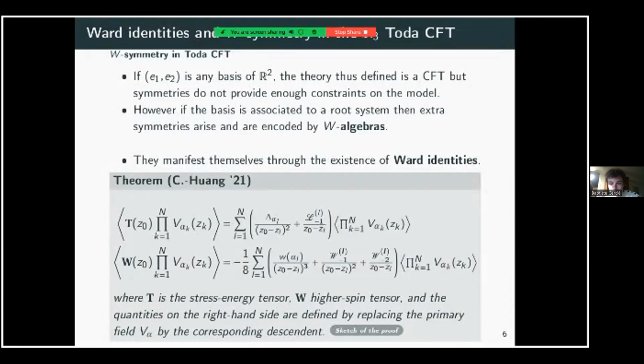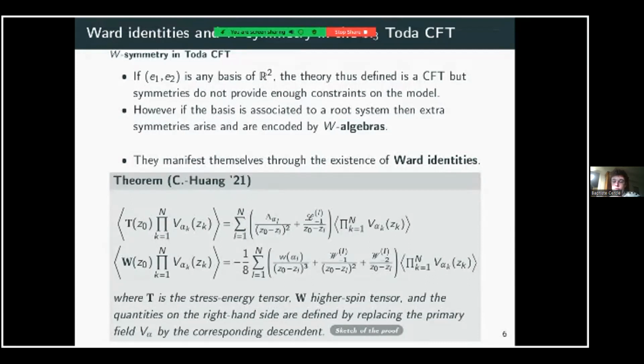So you have L minus one. L minus one simply is the descendant of the vertex operator. If you are used to this language of primary fields and descendant fields, you see that L minus one is just the L minus one descendant of the field. If you're not used to it, you can just think that L minus one is just the derivative of the correlation functions with respect to the variable z.